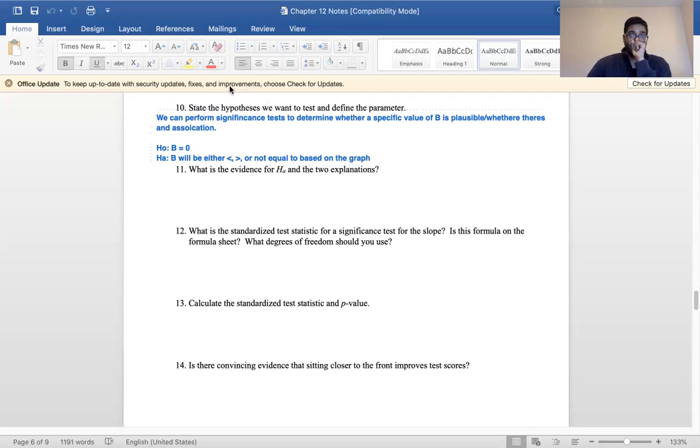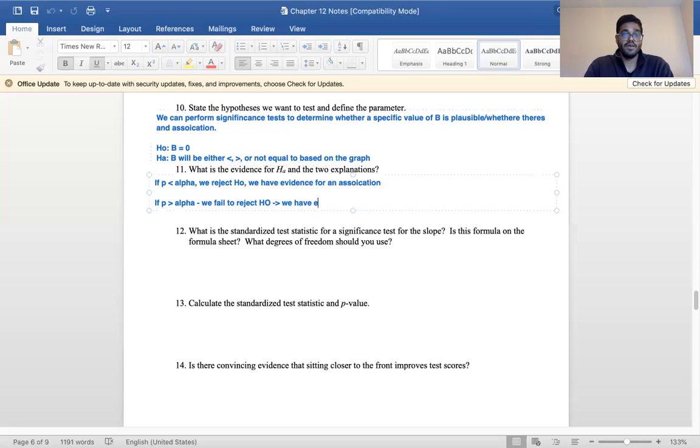So that leads directly to the next question, which is what is the evidence for HA? And so if your p-value is less than alpha, we reject H0, and we have evidence for an association. If p is greater than alpha, we fail to reject H0.